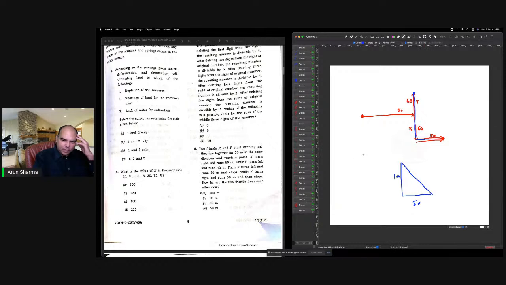Will taking another direction help here? It's the same, I think. I don't think if I change my original direction, it's going to make a difference. If I take 50 here, if they're running together, and then X turns right and runs 60. X turns right and runs 60. Y turns left and runs 40. And stops. X turns left and runs 50.